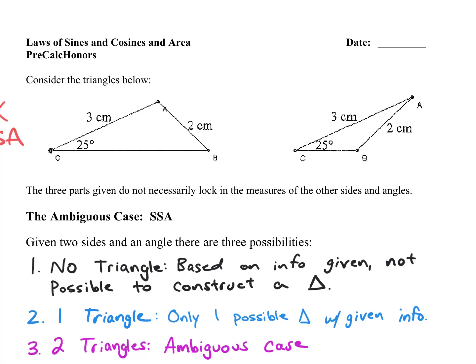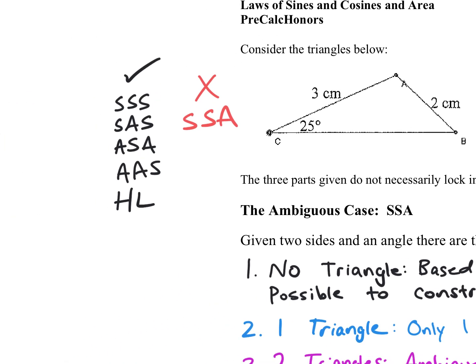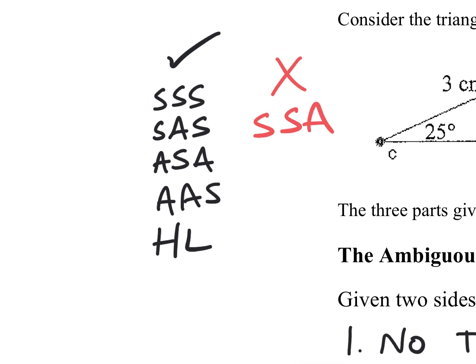Hello everyone. Today we are going to talk about the law of sines and cosine in the area of triangles. We're going to start today talking about a specific case. If we think back to geometry, we proved triangles congruent through a variety of methods.